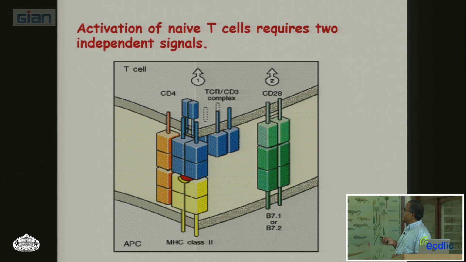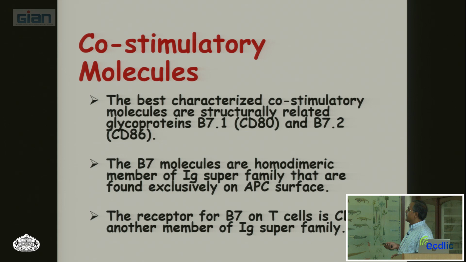What happens if there is no signal 2? Basically, your CD4 positive T cells will recognize the antigen, but they will not go through this expansion process. They will not produce the IL-2 and other cytokines which are critical for inducing that proliferation. And if there are not enough cells, there will be no effective immune response.